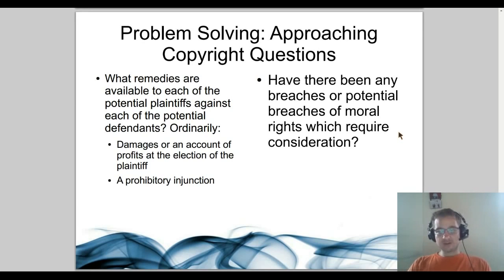And then finally, you also need to know moral rights. So look particularly for the moral right of attribution, the moral right of integrity. Has the way in which the copyright material has been dealt with, does that trigger a potential cause of action under the moral rights?